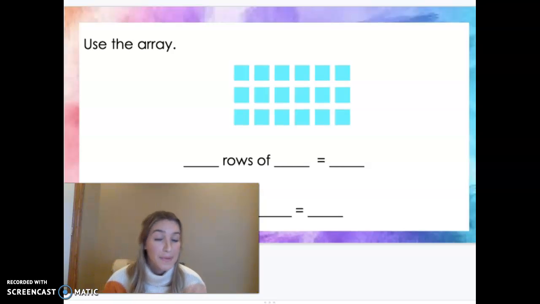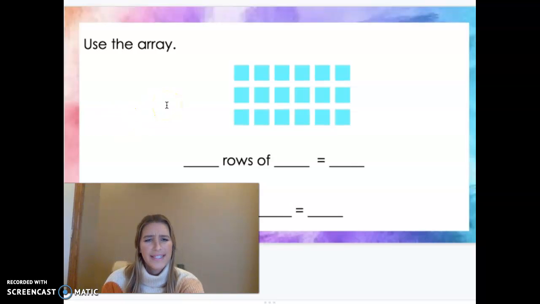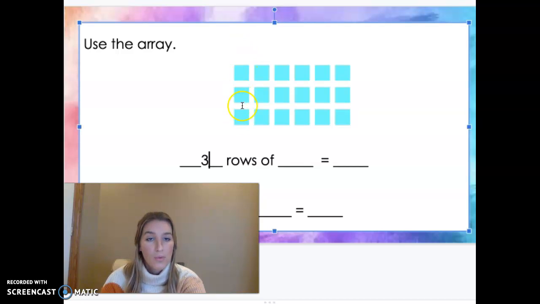Looking at the next example, this one's a little bit more difficult. We have a lot more. So let's see, how do I go about finding the rows? Well, I can see that there's this one. So that's 1, 2, and 3. I know that these are a row because it's an equal amount of groups and they're on top of each other. So 1, 2, 3 rows of 1, 2, 3, 4, 5, 6.